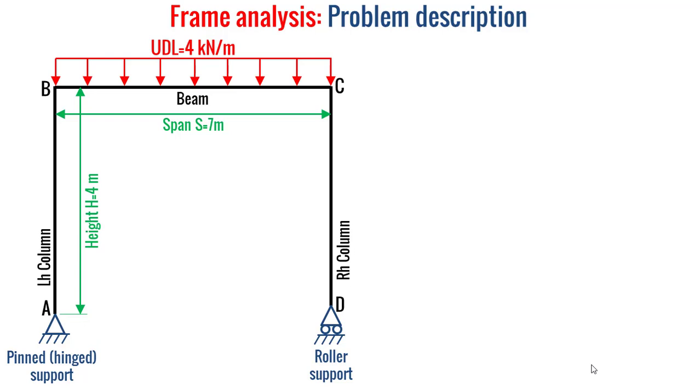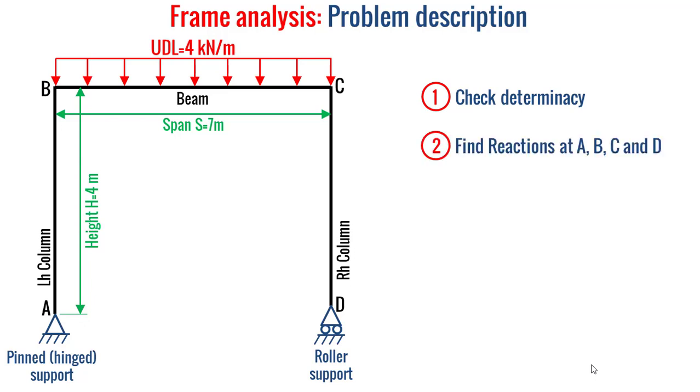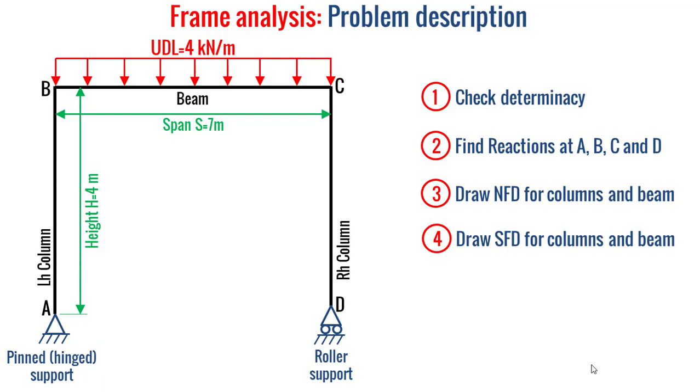The frame analysis consists of 5 steps. The first one is the checking of the determinacy. The second step is the determination of reactions at the points A, B, C, and D. The third step is the drawing of the normal force diagram for columns and beam. The fourth step is the drawing of the shear force diagram for columns and beam. And the fifth step is the drawing of the bending moment diagram for columns and beam.